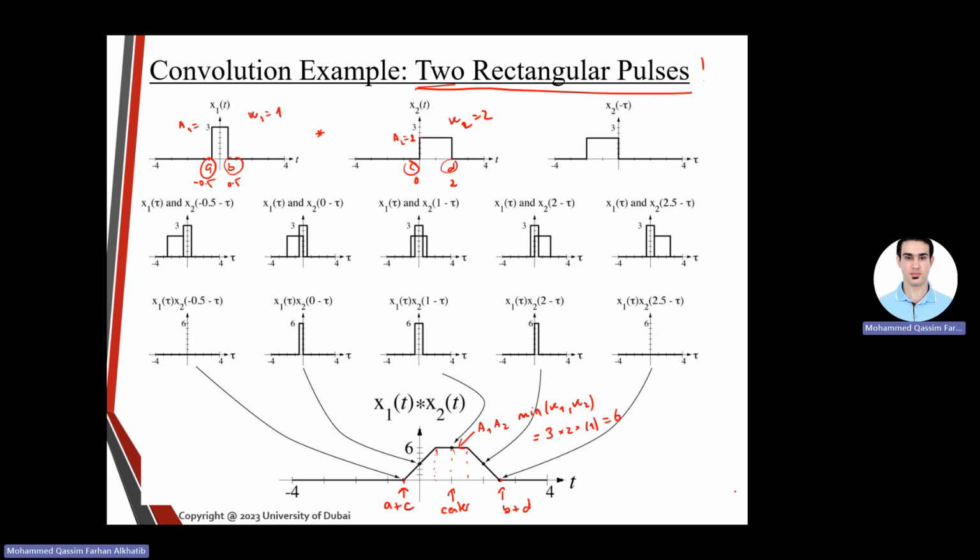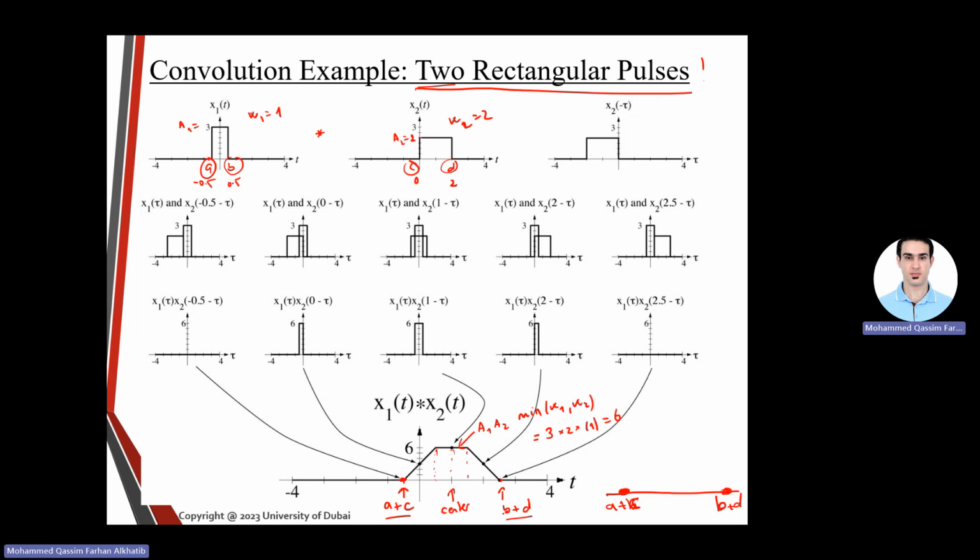So immediately you start by drawing this line. This is your starting point. This is your ending point. It's going to be A plus B, and it's going to be A plus C, and this is B plus D. So that's the first rule here. The graph of the result of the convolution starts at A plus C and ends at B plus D.